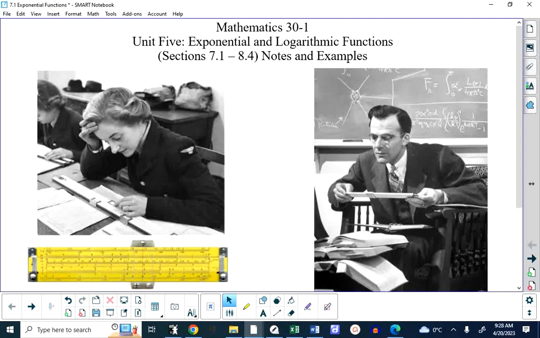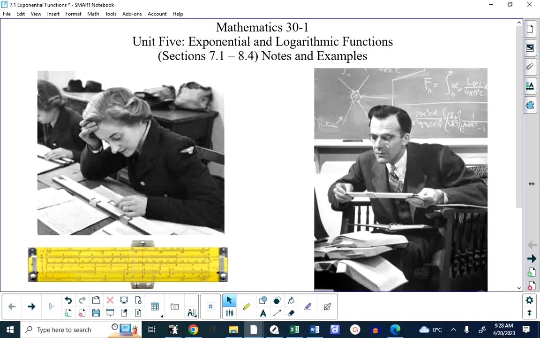And a lot of these slide rules had multiple features. You can do a lot of stuff by setting it up this way, or you can take this out and turn it over, and there's a second set of lines that you can use instead. And again, it's pretty amazing.